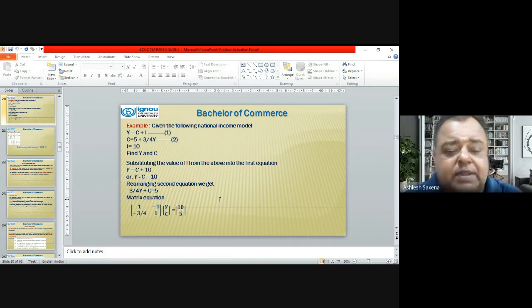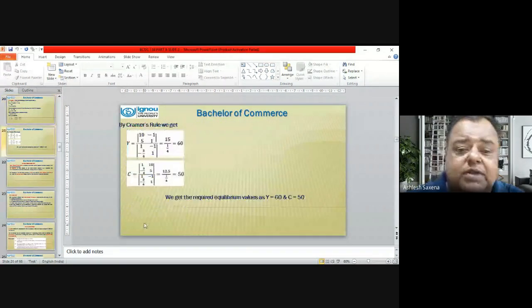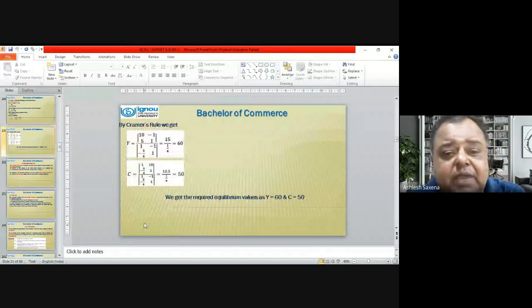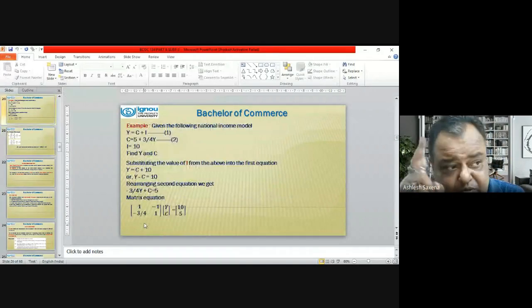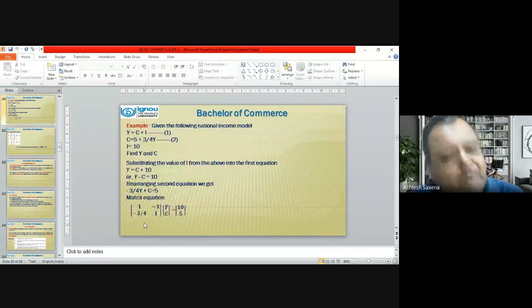When we transform this into a matrix equation, we will be picking up the coefficients: 1, minus 1, minus 3 by 4, and 1. Then, in the second matrix, we will be writing y and c, which will be equal to the third matrix, that is 10 and 5. So we are supposed to get the value of y and c. We will just pick this matrix on this side, and it will become inverse. Now, we are applying method number 2. We can apply the inverse method, but we are not doing that here. We are applying Cramer's rule.